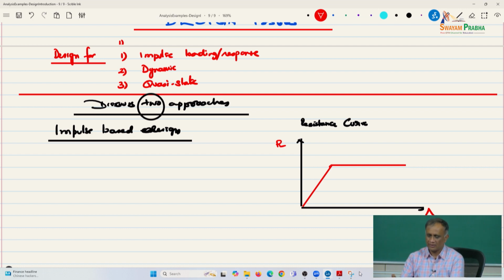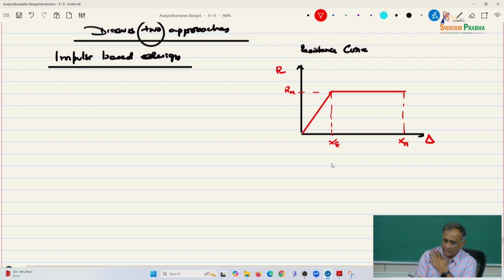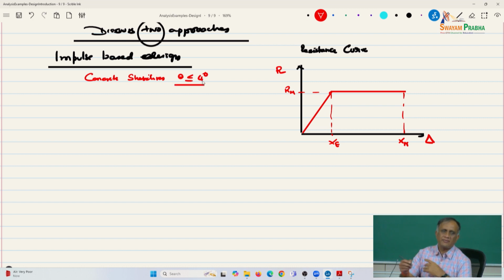So the resistance curve, and let us say this is Rm and this is Xe and Xm, especially for concrete structures where theta is less than or equal to 4 degrees, and we have seen 10 degrees as the limit for low level of protection. So this is medium level of protection, you can still get this response.